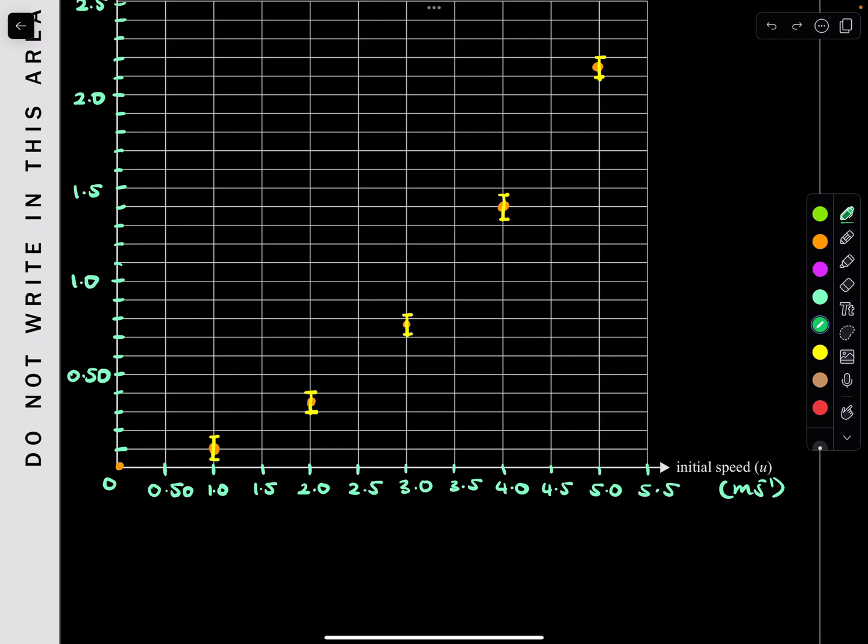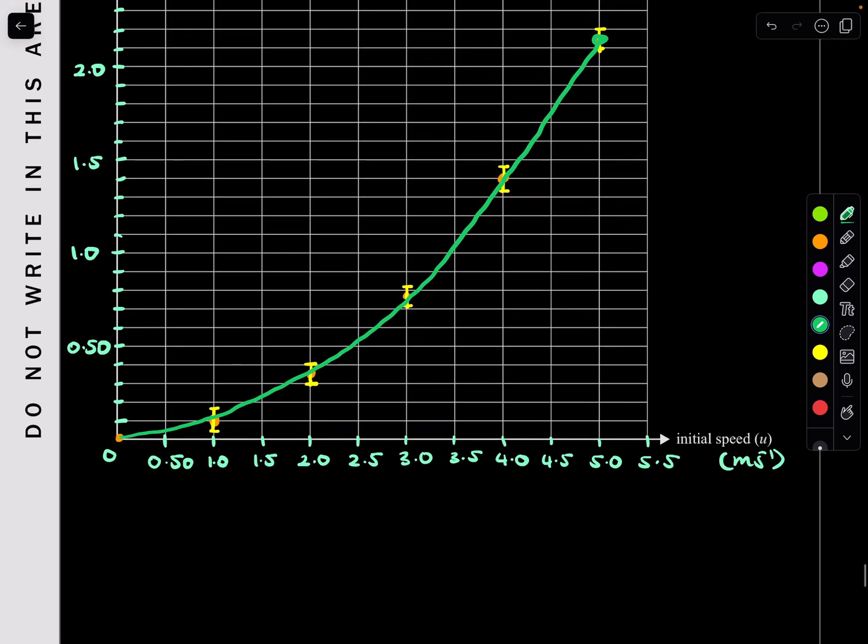What's wrong? I'm really struggling to draw a nice curve. Alright, it's not passing through all of them. It must pass through all the uncertainty bars. That's 1, 2, 3, 4, and 5. So now it's passing through all those uncertainty bars. That's it. And I think you only need it from this point here. And that's it. This is a nice graph.